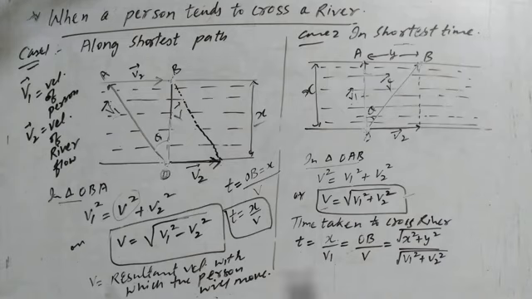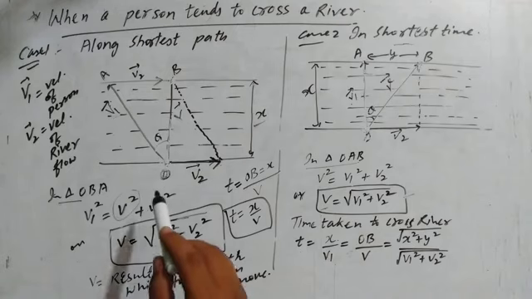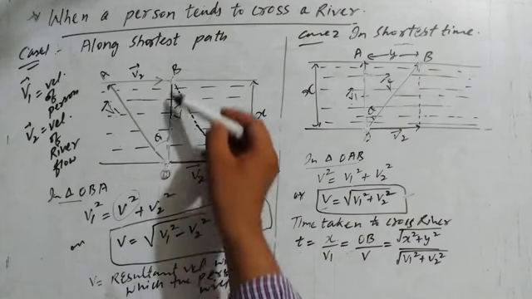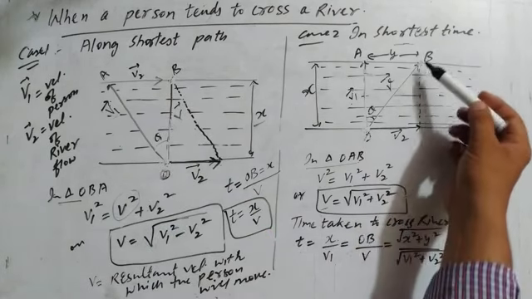So by these two different methods we can easily calculate the way the person wants to cross a river, either along the shortest path or in the shortest time.